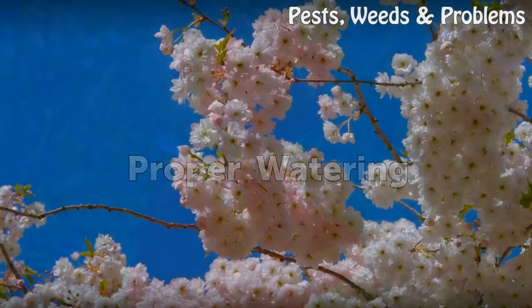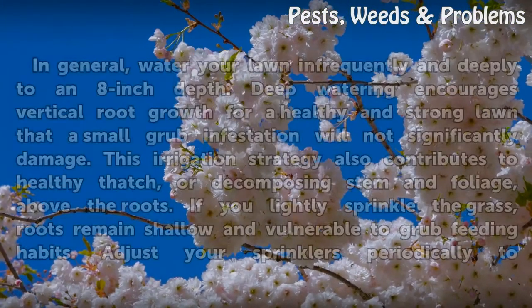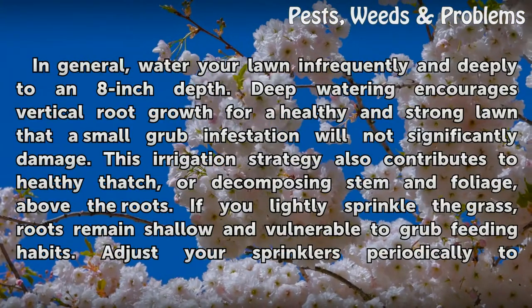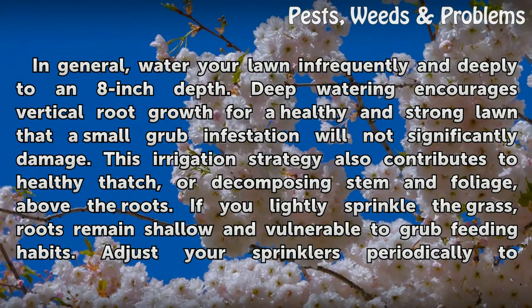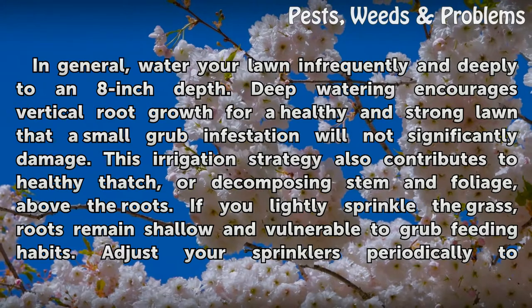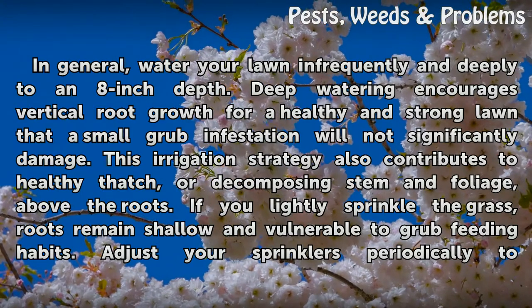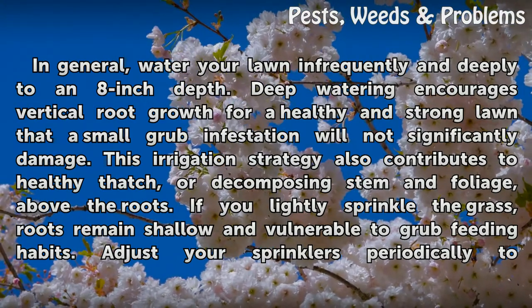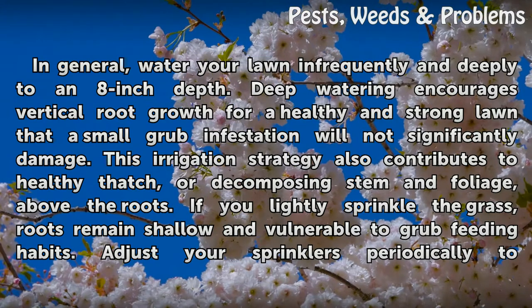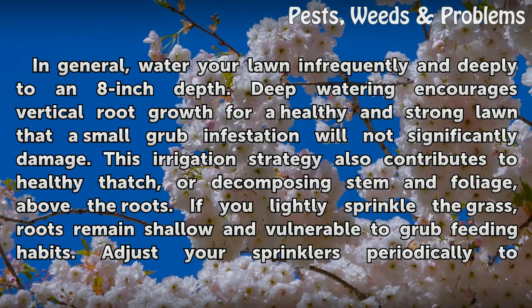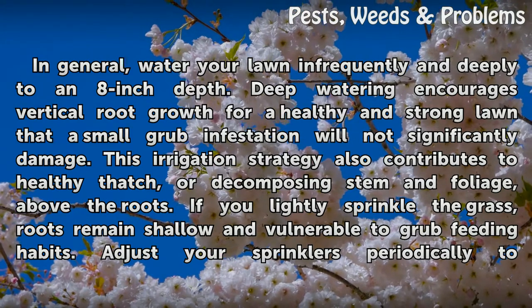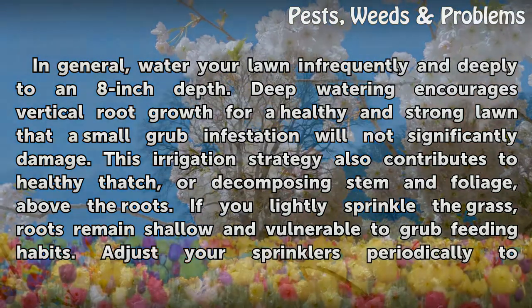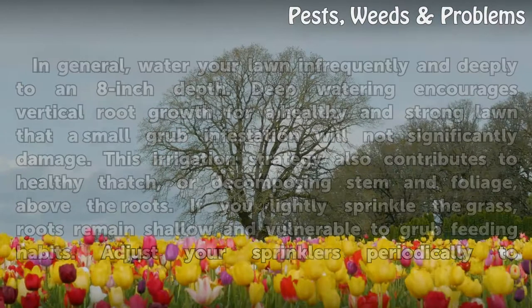Proper watering. In general, water your lawn infrequently and deeply to an 8-inch depth. Deep watering encourages vertical root growth for a healthy and strong lawn that a small grub infestation will not significantly damage. This irrigation strategy also contributes to healthy thatch, or decomposing stem and foliage, above the roots. If you lightly sprinkle the grass, roots remain shallow and vulnerable to grub feeding habits.